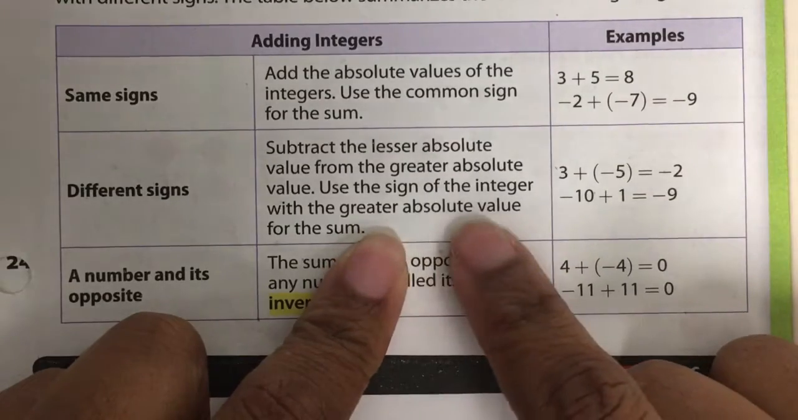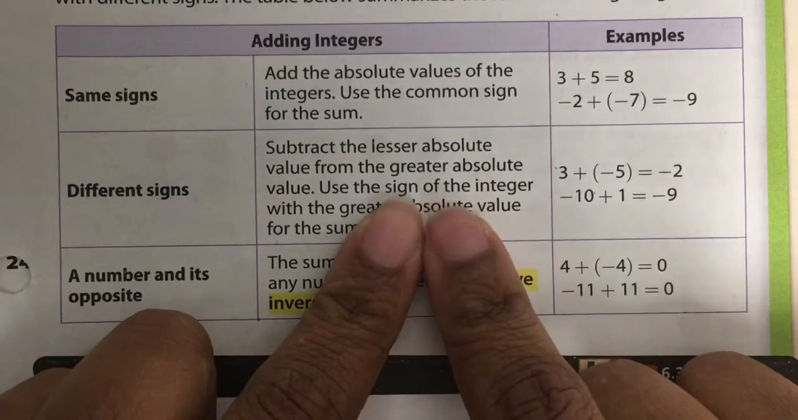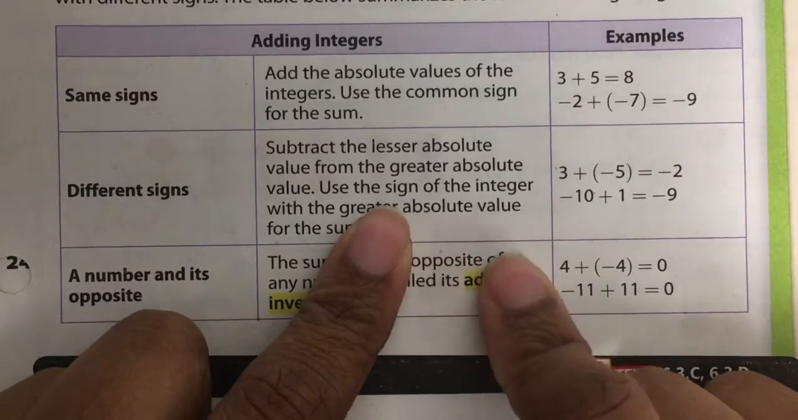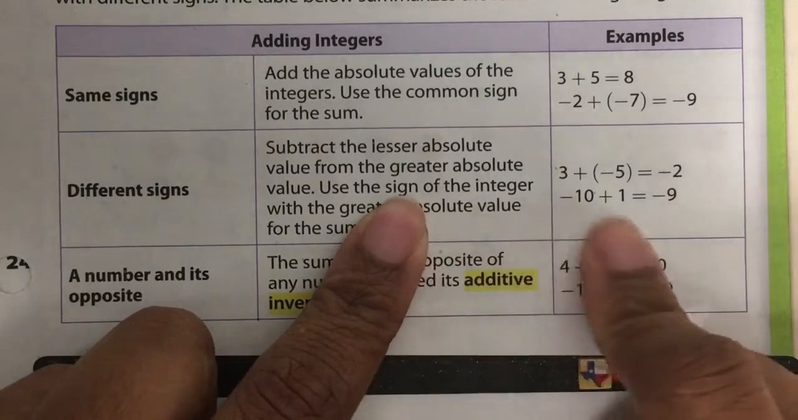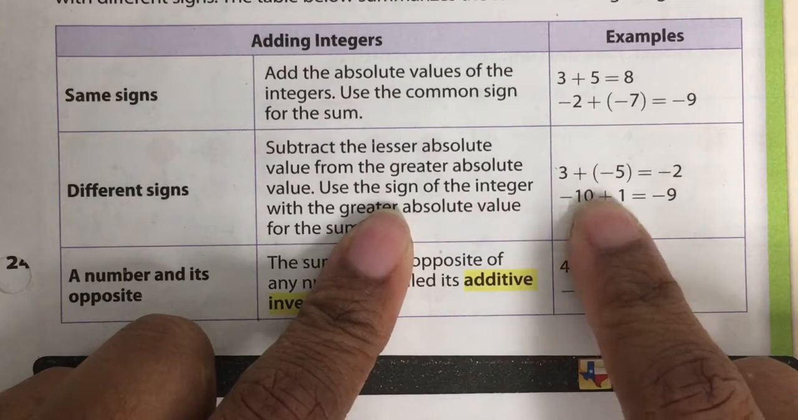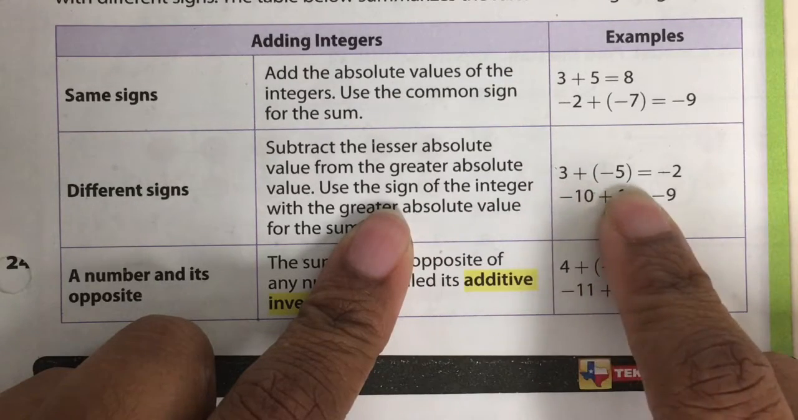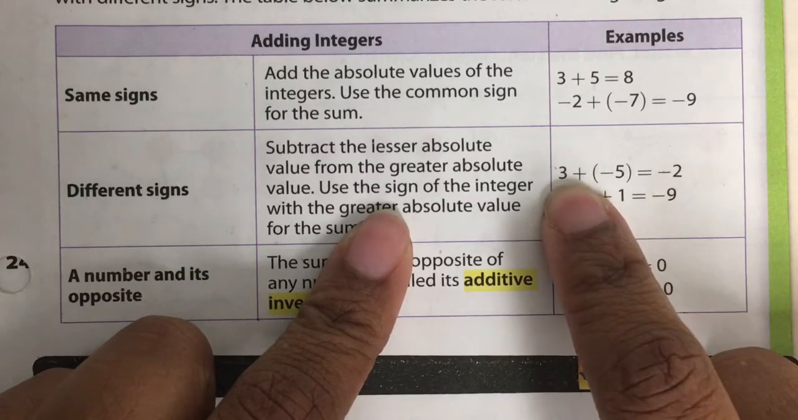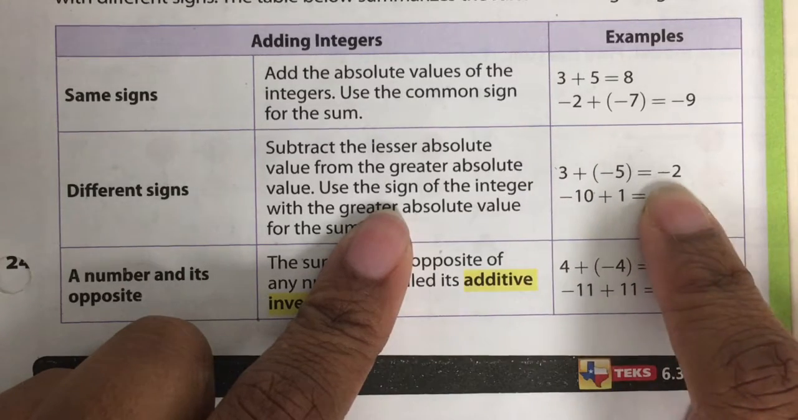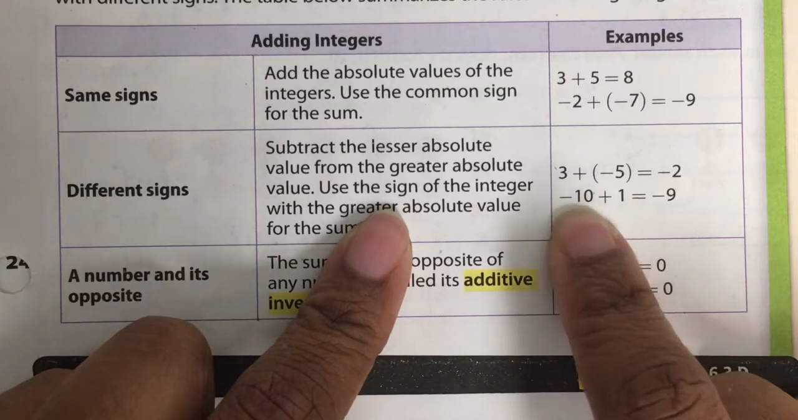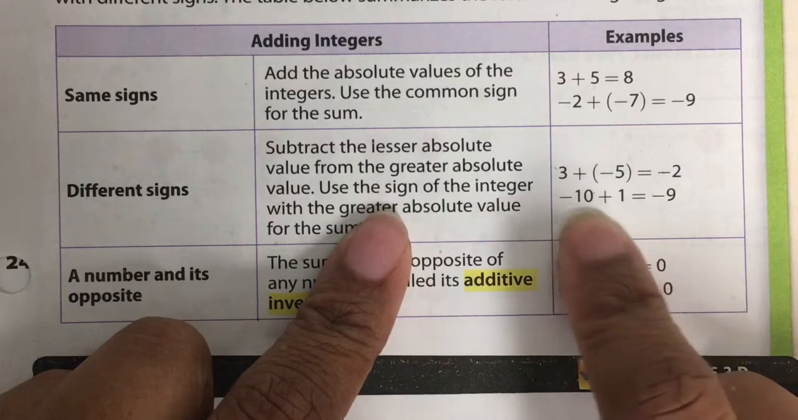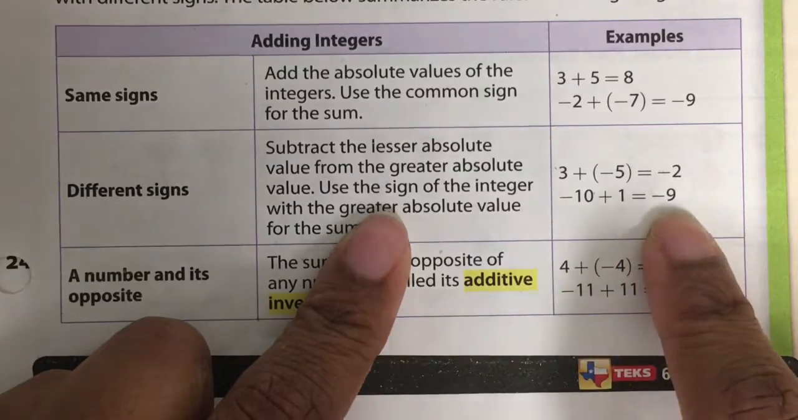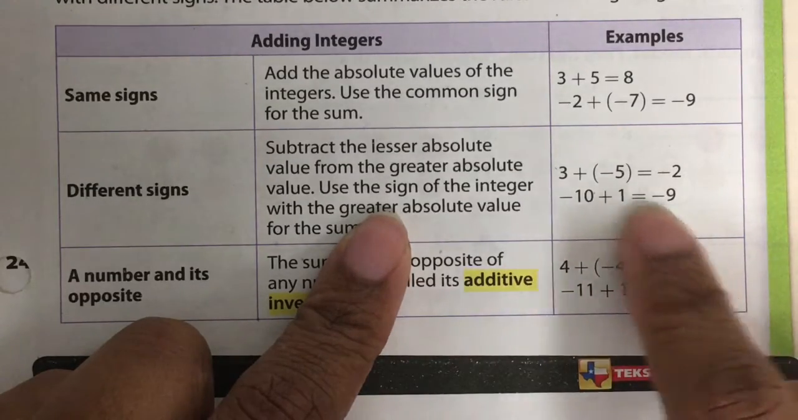And the way that you guys explained that was which color counter would there be more of. So right here, in this one, 3 plus -5, we would have more negative counters than positive counters. So your answer is negative. And here for -10 plus 1, we would have more negative counters than positive counters again. So your answer would be negative.